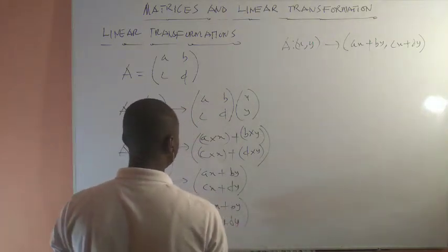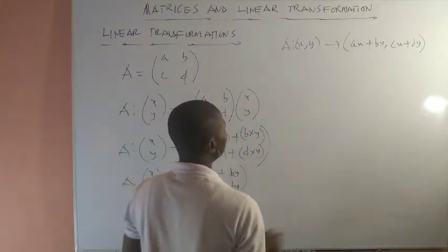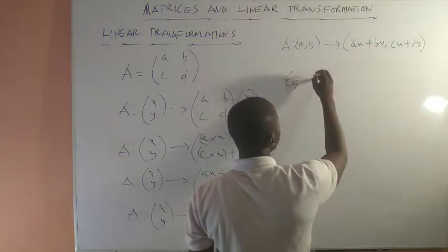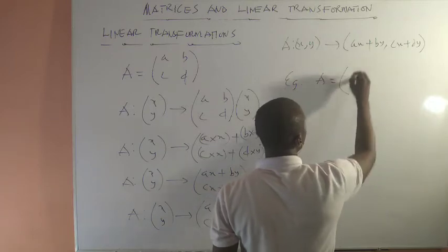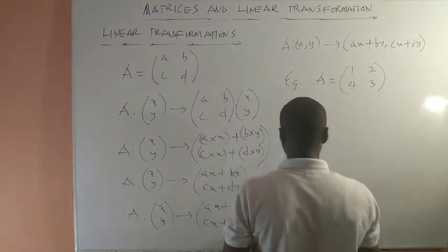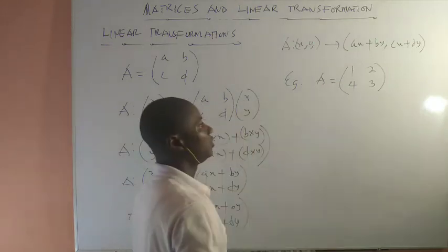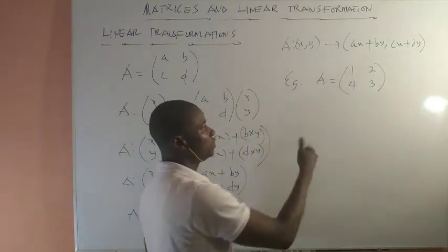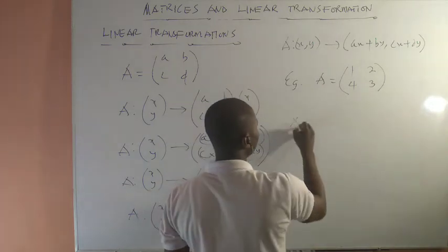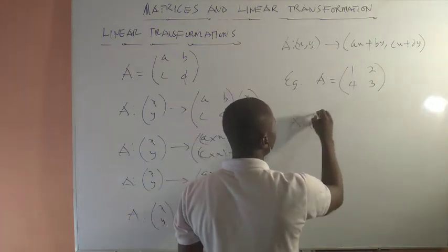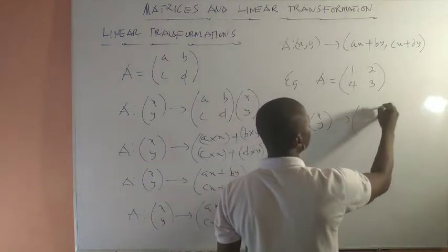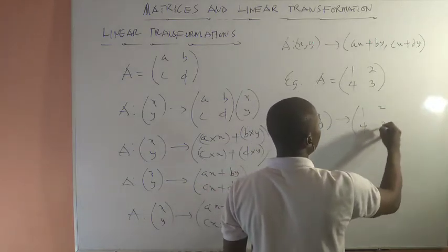Now let's proceed. Let's assume that you are given the matrix A equals 1, 2, 4, 3. You are asked to write your linear transformation or try to deduce your linear transformation from this particular matrix. So we have A of xy, this maps to, our matrix is 1, 2, 4, 3.